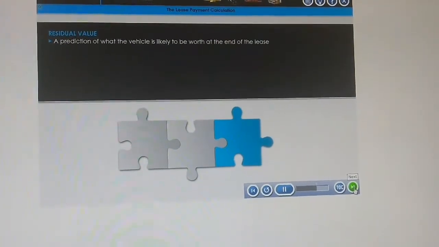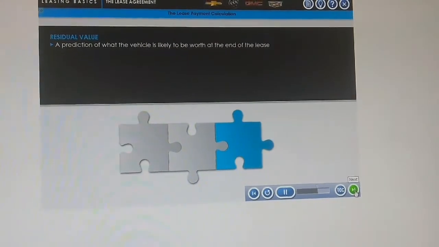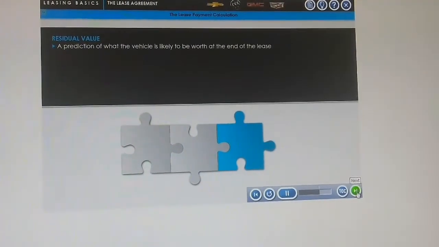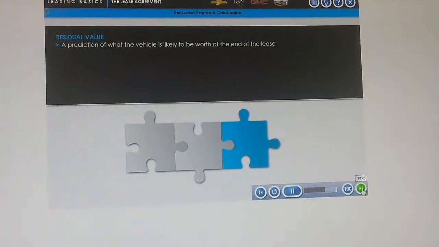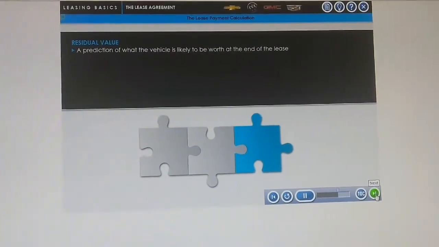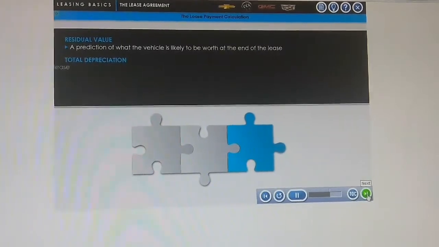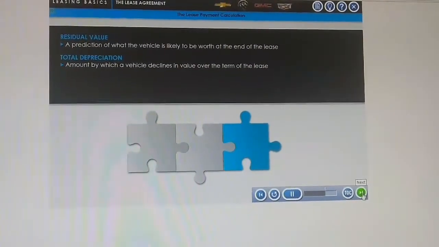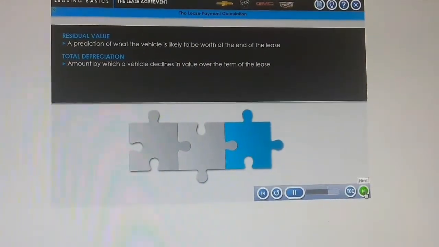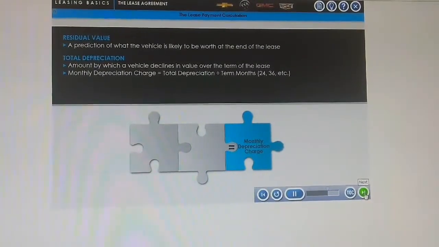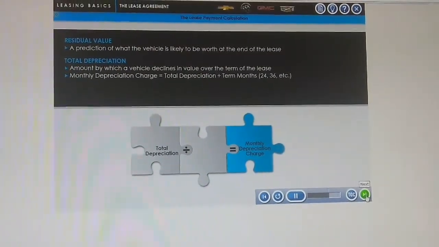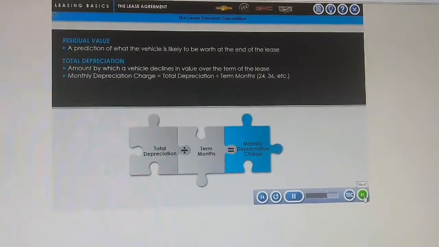So now we know the adjusted cap cost, or what the vehicle is worth at lease inception, and the residual value, or what the vehicle is likely to be worth at the end of the lease. The difference between these 2 numbers equals the total depreciation, which is the amount by which the vehicle declines in value over the term of the lease. The monthly depreciation charge is simply the total depreciation divided by the number of months in the lease term.